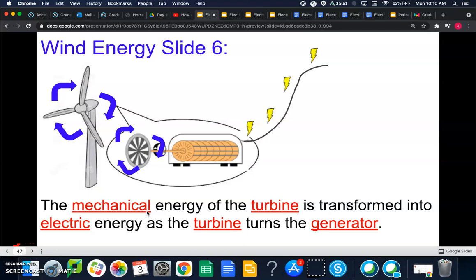And so again, this is a process that you're going to see in basically every single energy source that we go over here except for solar power. Solar power is sort of the odd one out. It doesn't use a turbine or a generator, but all the other ones do.